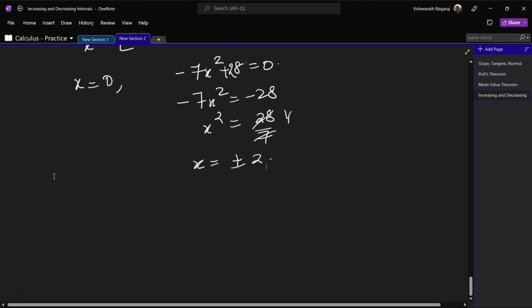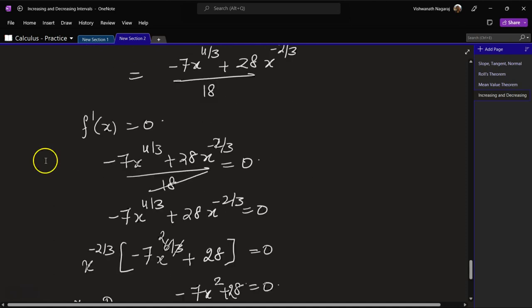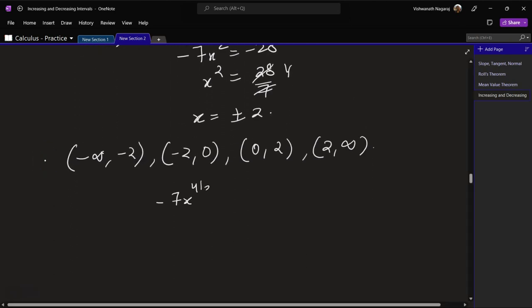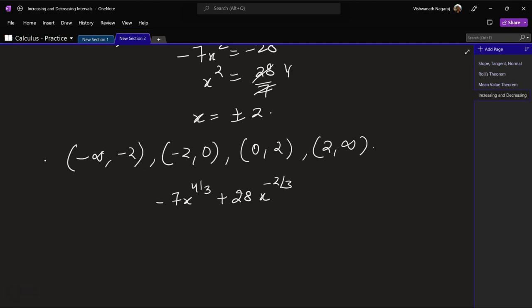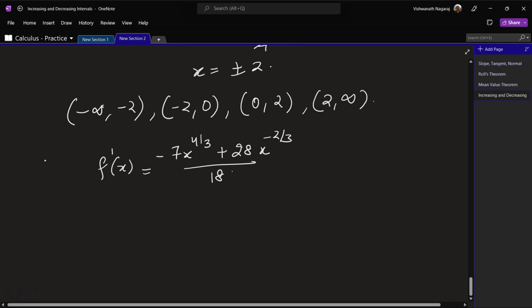Okay, so which means what are the intervals? The intervals are minus infinity to minus 2, minus 2 to 0, 0 to 2, and finally 2 to infinity. And now we have to figure out the ascending and descending part. Minus 7x to the power of 4 by 3 plus 28x to the power of minus 2 by 3 by 18. This is f prime of x. This we require, and here we are going to substitute values. Let's take x values such that we can easily figure out the cube roots.